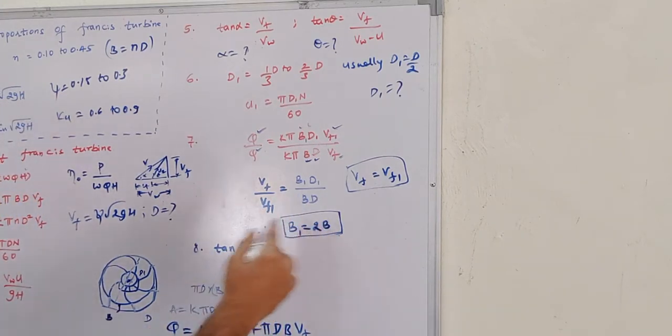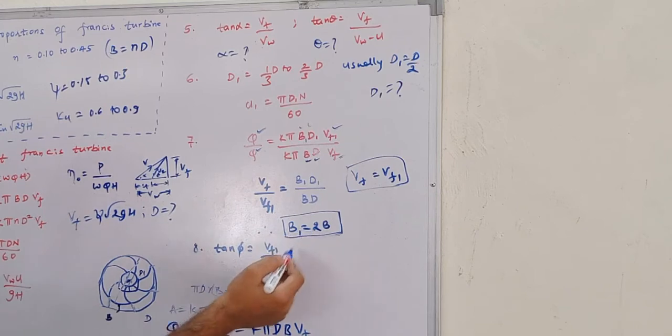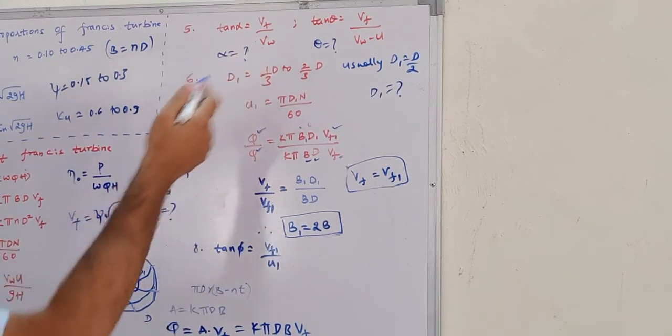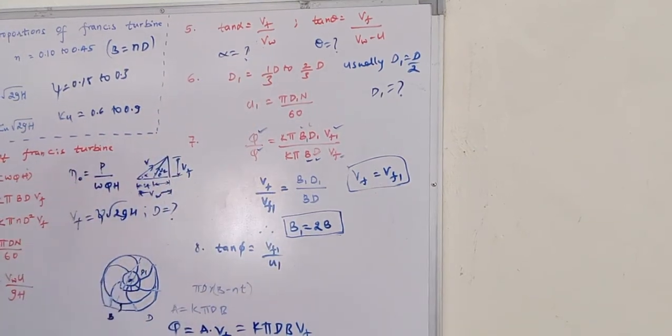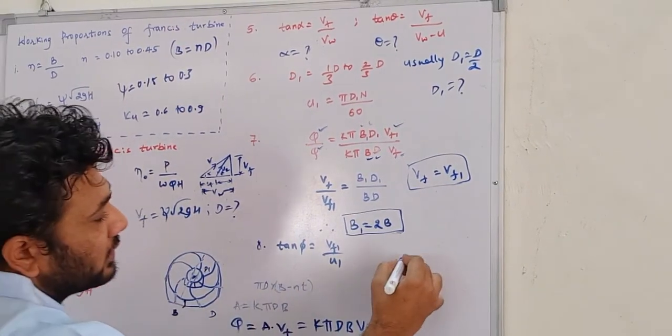Once we calculate all these dimensions, B, D, B1, D1, then alpha, theta, discharge, everything we have calculated. Next we need to calculate one last thing, which is alpha.